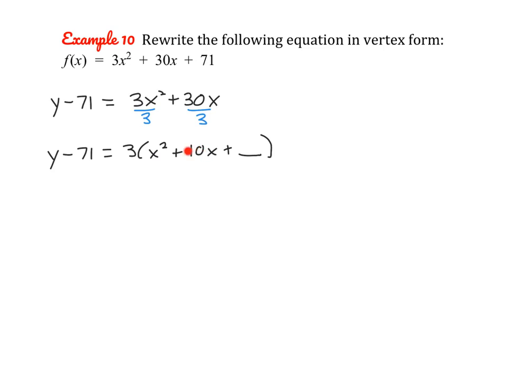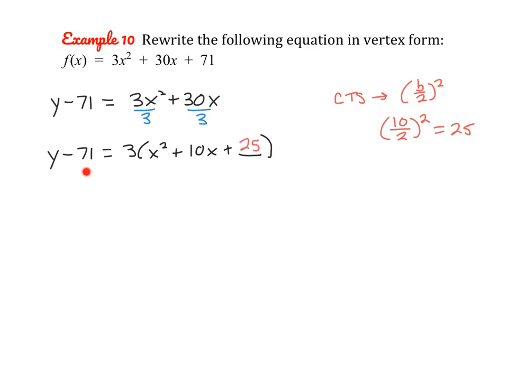So we're going to use our little formula. Here's our b value. Remember, for completing the square, it's b divided by 2 and then squared. So we have 10 divided by 2, which is 5. Then we square it and we get 25. So that's what we're going to add right here.